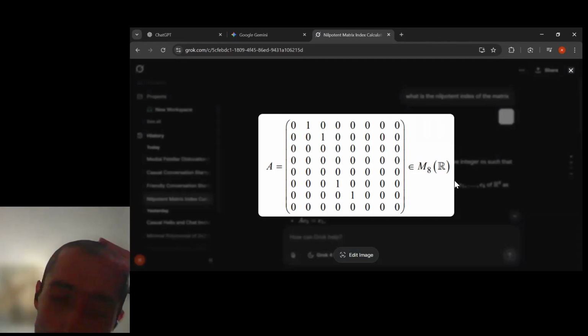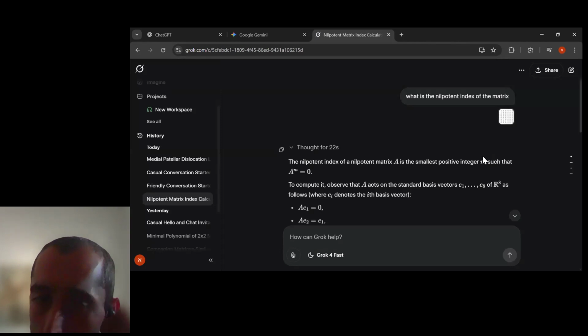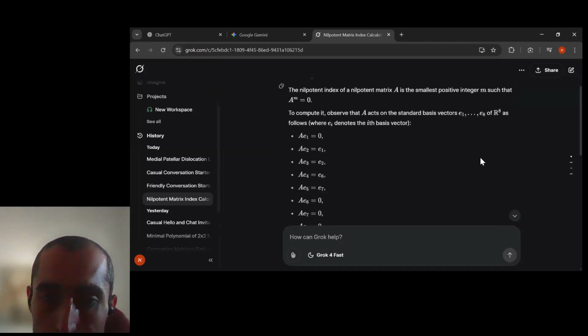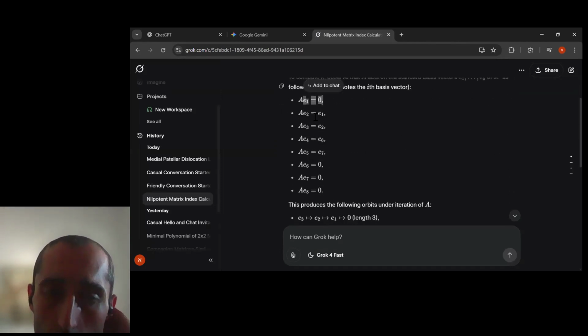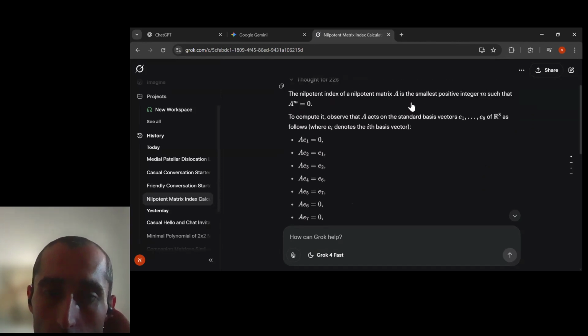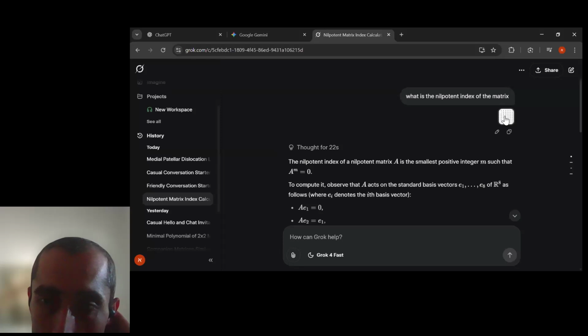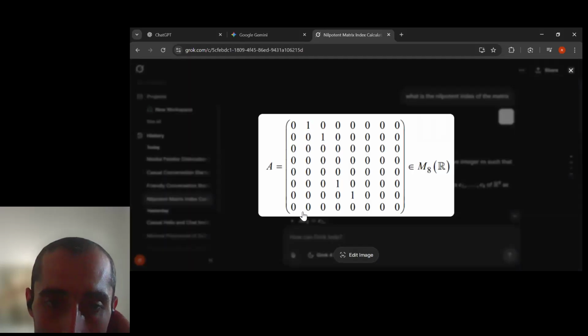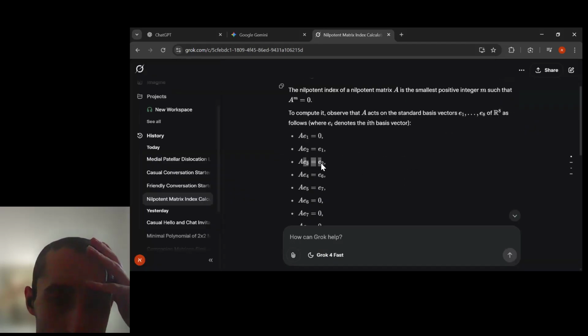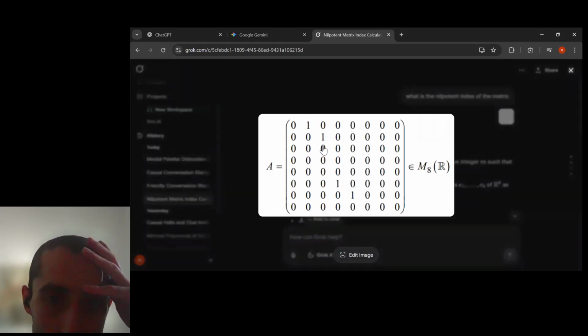If you understand how this matrix works, you will understand to the power of what it will become 0, and what its nilpotent index is, okay? So how does this matrix work? It takes E1 and shifts it to 0. It takes E2 and shifts it to E1. It takes E3 and shifts it to E2.